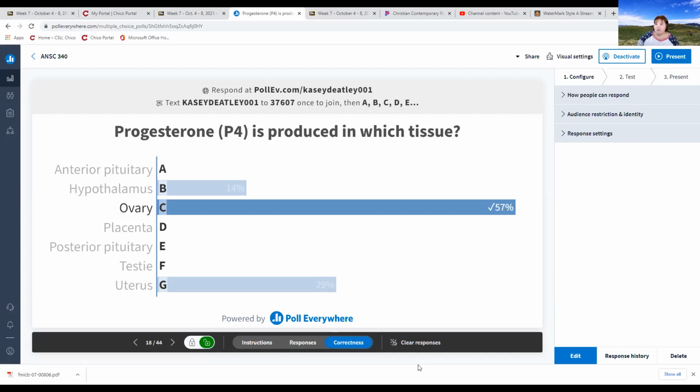The progesterone also is received, so not produced, but received in the hypothalamus as well. So it creates a progesterone block on the hypothalamus. But as far as production, where the steroid hormone is actually produced, that is in the ovary. And more specifically, which structure on the ovary?